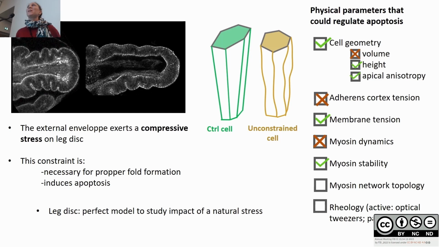And I just want to emphasize that the leg disc, to do this kind of experiment, is a great model, because when you culture an ex vivo model, it's kind of easy to apply a constraint, but it's quite difficult to release a natural constraint. And here we can do that.